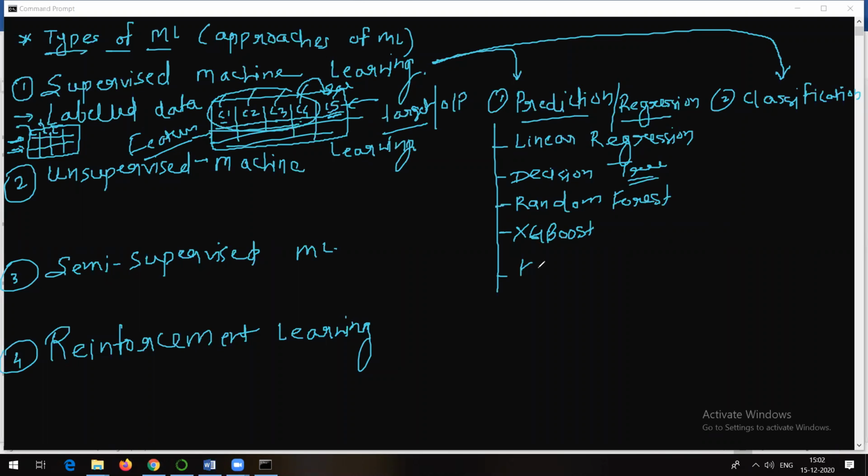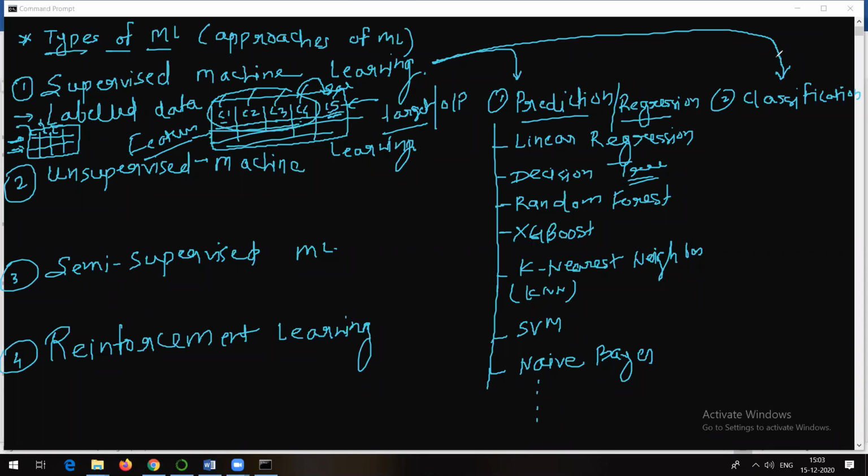Then there is K-Nearest Neighbor, which is called the KNN algorithm. Then there is the support vector machine algorithm. So there are a lot of algorithms with the help of which you can solve these types of problems, and the naive Bayes algorithm. As I told you earlier, in my training I talk about nearly 16 to 17 algorithms for prediction as well as classification. So the list goes on. These are the algorithms or techniques which can be used to solve prediction and classification problems.